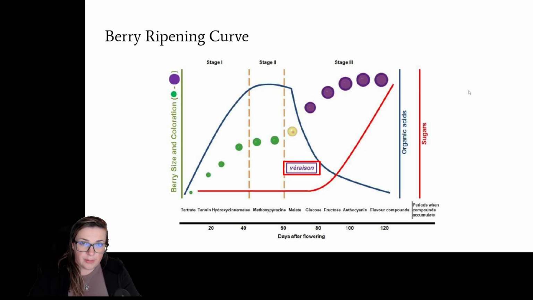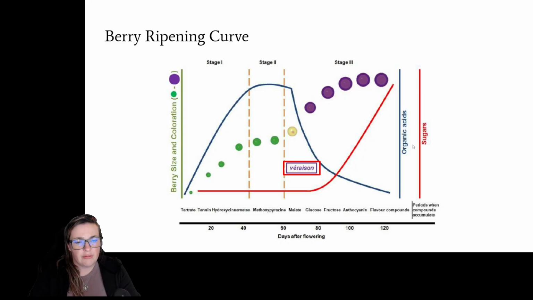Okay, what is a really important takeaway is this berry ripening curve. So grape berries ripen in 3 stages, right? We have a couple of things going on here. So here on the vertical axis, we have berry size and coloration, right? So it starts at really small and green, and then it becomes really large and purple in color, right? We have this map or this curve set into 3 stages here, stage 1, stage 2, stage 3.